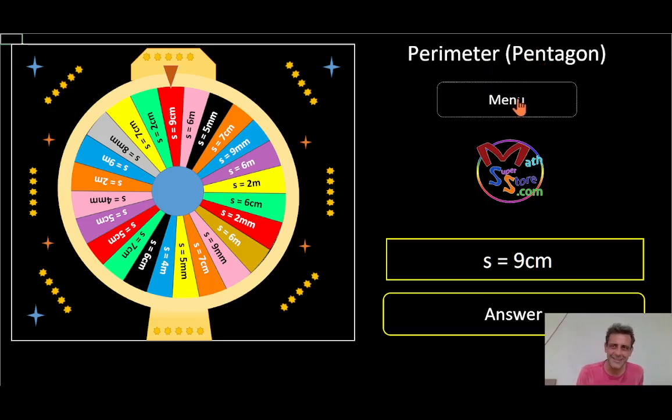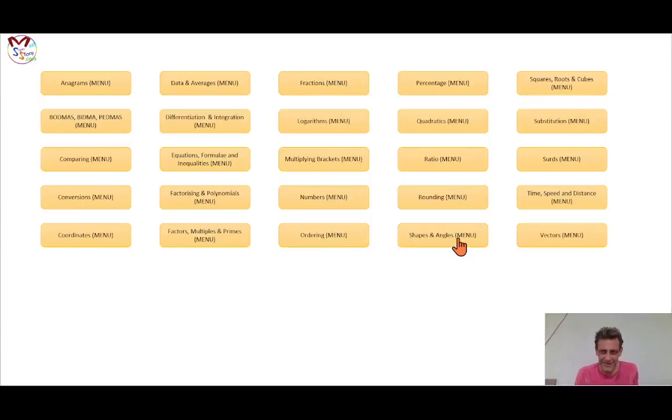I chose pentagon, didn't I? Okay, so the answer is going to be 45. 9 times 5 is 45, and a pentagon has 5 sides. Okay, so that was area. I think shapes and angles is next. I hope I didn't just miss one.